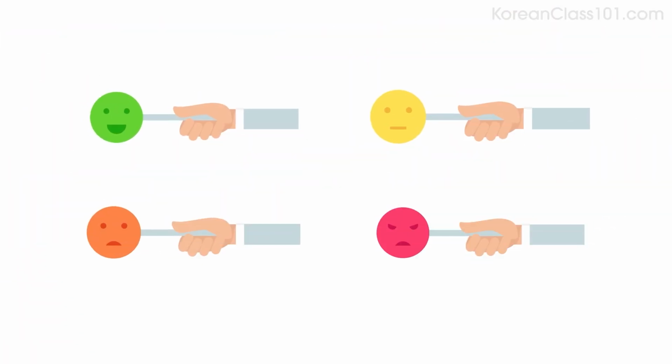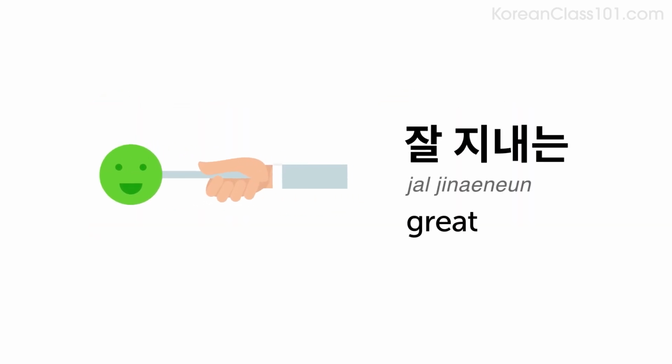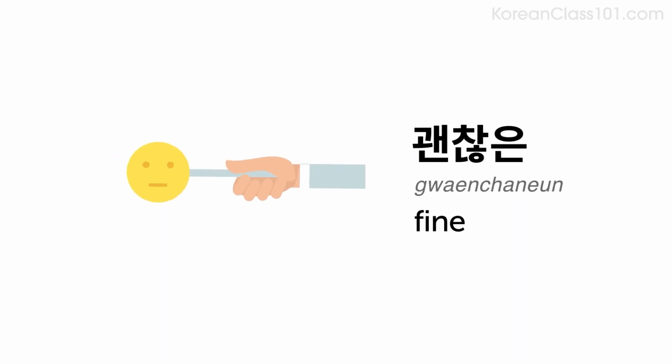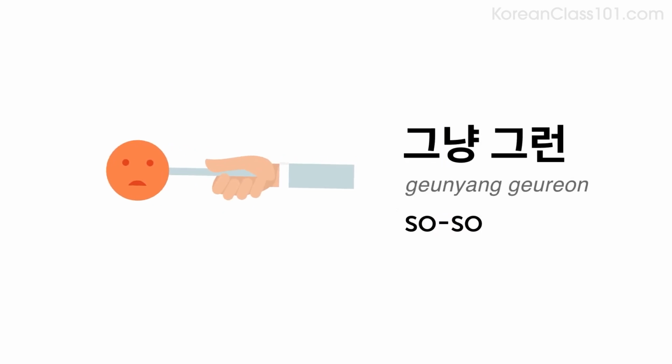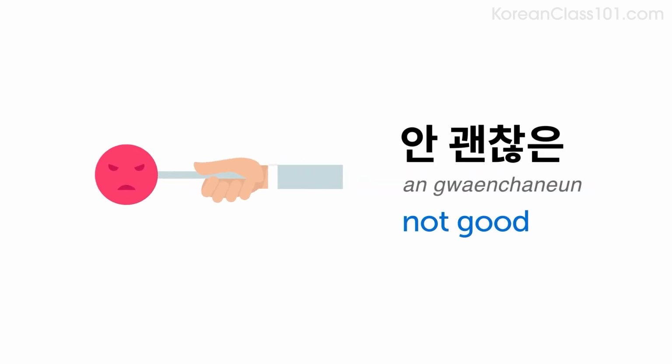Here are a few expressions related to well-being that you can use with this pattern. Great, 잘 지내는. Fine, 괜찮은. So-so, 그냥 그런. Not good, 안 괜찮은.